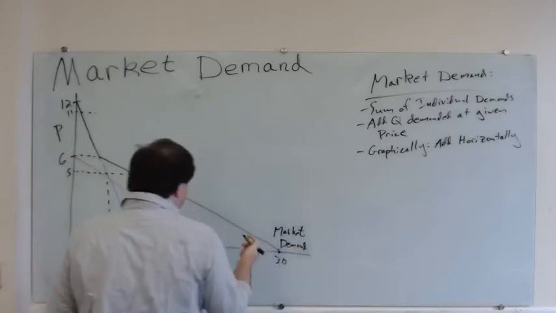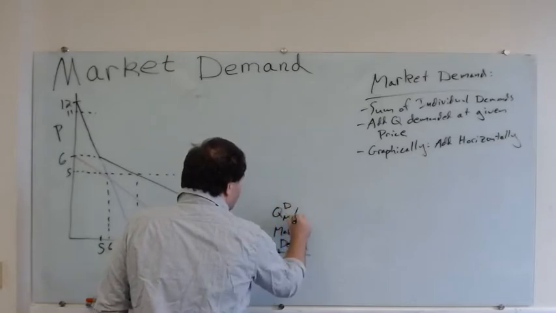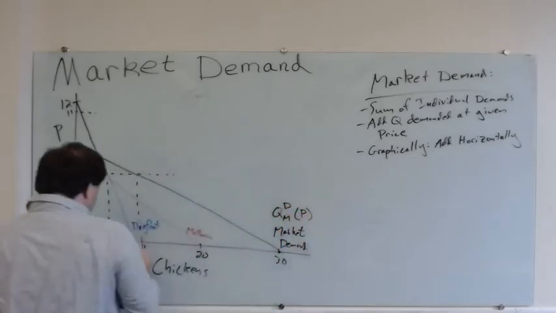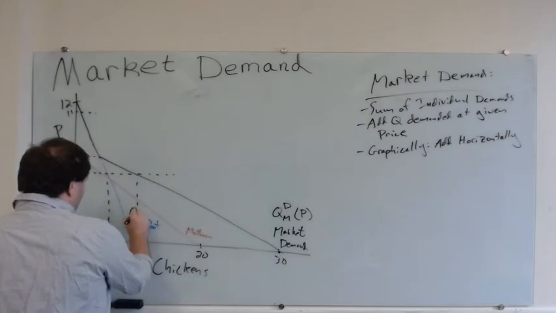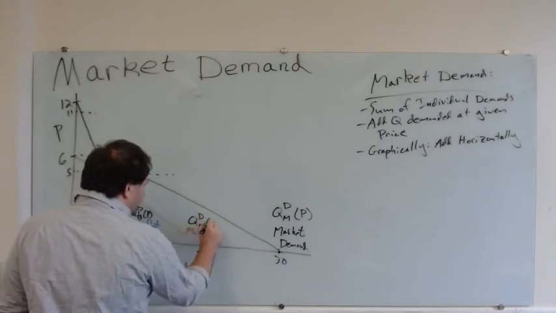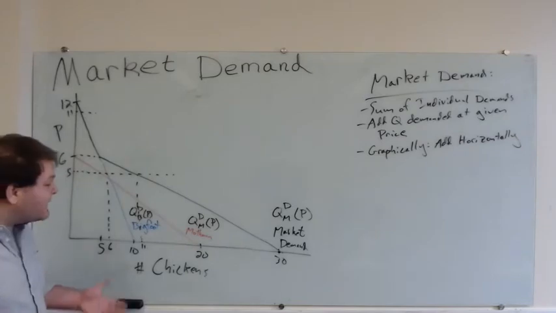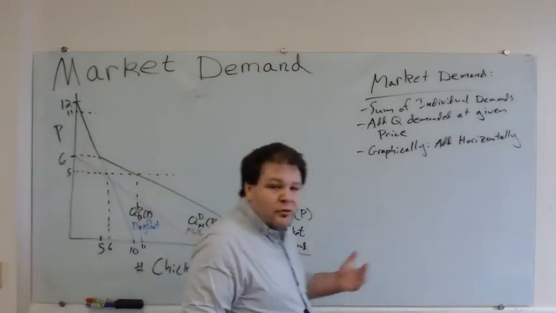If we describe this functionally, we might call this something like quantity demanded by the market as a function of price, where this is quantity demanded by Bigfoot as a function of price. This is quantity demanded by Mothman as a function of price. So that's all there is to it. This is our way to get into a market demand.